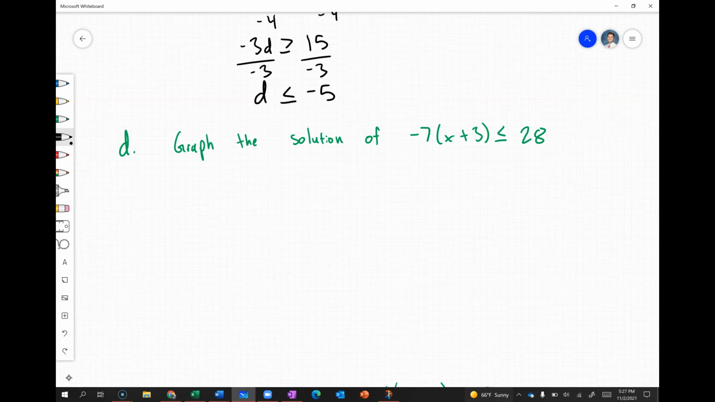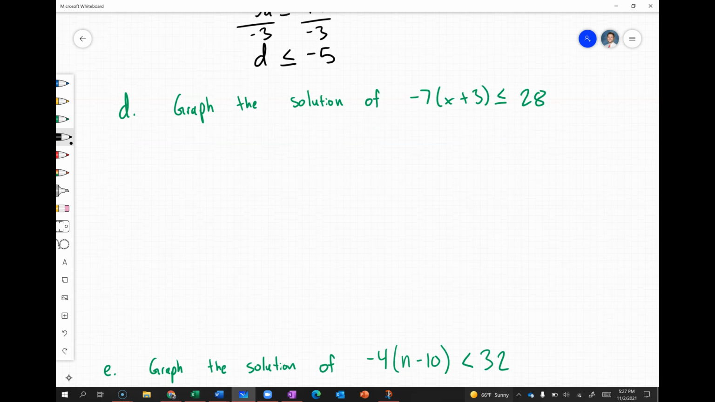For this next one, we want to graph the solution of -7 times x plus 3 is less than or equal to 28. So the first thing we need to do here, because we've got these parentheses, is we need to use the distributive property. That will help us simplify and ultimately isolate x. So we've got -7 times x is -7x, and -7 times 3 is -21, and that's all less than or equal to 28.